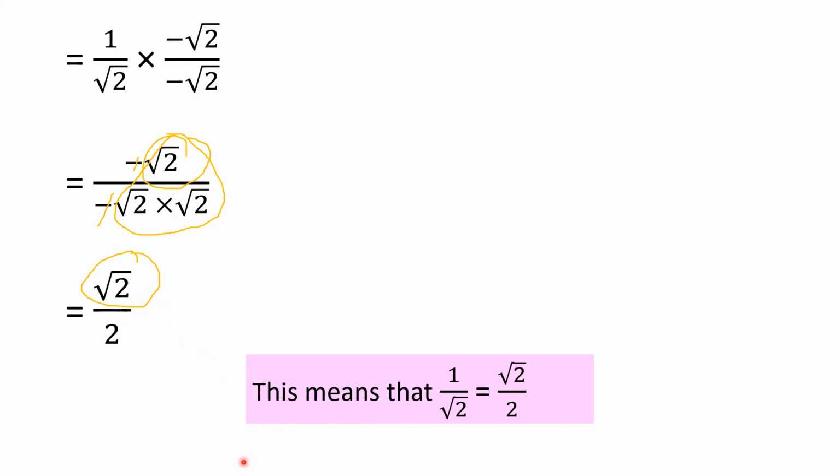So now if you look at this, you can see that the denominator that was once root 2 has now changed to 2. So can you see? It changed from an irrational number to a rational number. 2 is a rational number, right? Why is 2 a rational number? Because 2 can be written as 2 by 1. Yes or no? So 2 is a rational number.